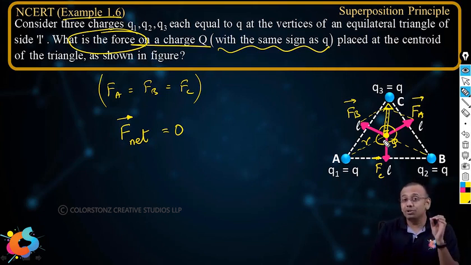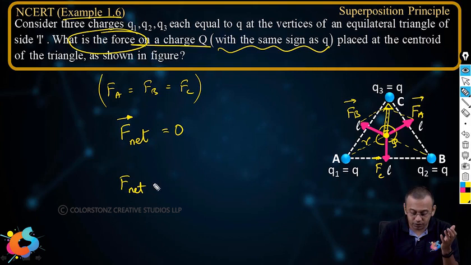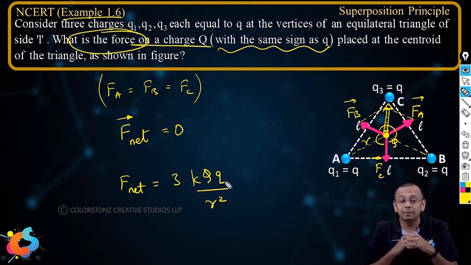The common mistake which may happen here is that we may take only the magnitudes and add up all the magnitudes. That will be absolutely wrong, and we may say that the net force is 3 times K capital Q small q by R square. So please remember, this will be completely incorrect.